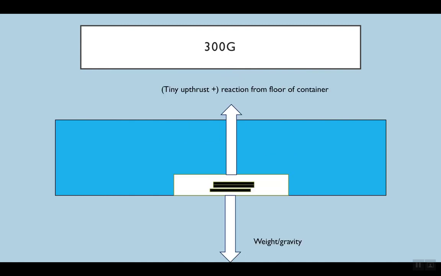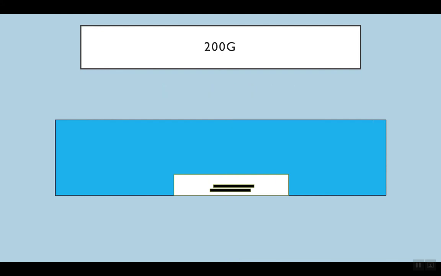Here, we would have a tiny little upthrust, maybe because of the water that's being displaced by the boat, but most of it would be the reaction force from the floor of the container pushing up, and that would equal the weight and the gravity, because again, it's stationary, the resultant force is 0. Okay, so here's an example of using forces.